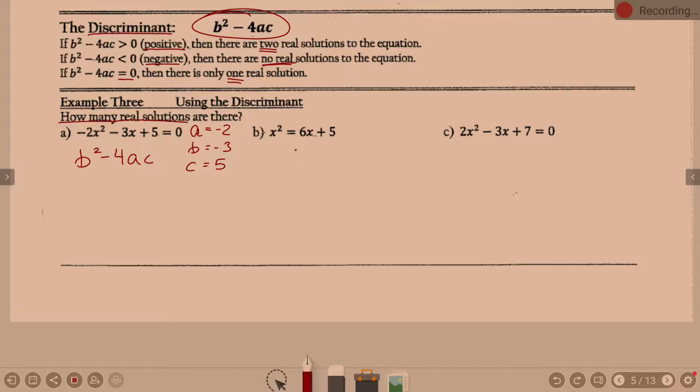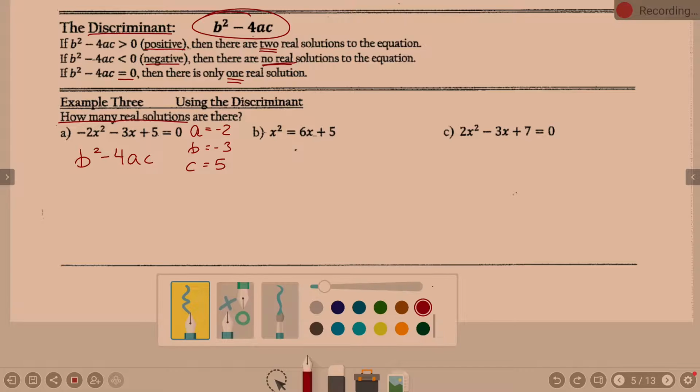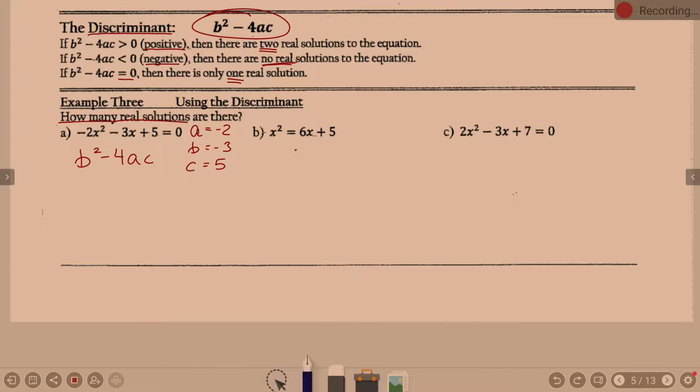So you plug those values in, and we want to see b squared minus 4ac. We want to see what kind of value that turns out to be. So b squared means I'm doing negative 3 squared minus 4 times negative 2 times 5.